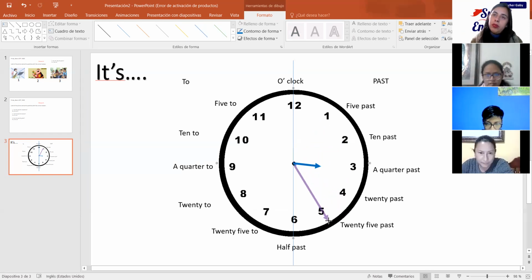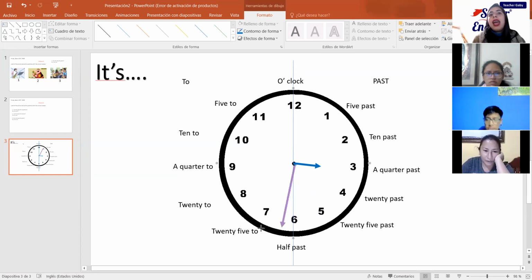Now, it is 25 past 3. Yes, 25 past 3. Pasadas las 3. Yes, y hasta aquí llegamos con el past. It is half past 3.